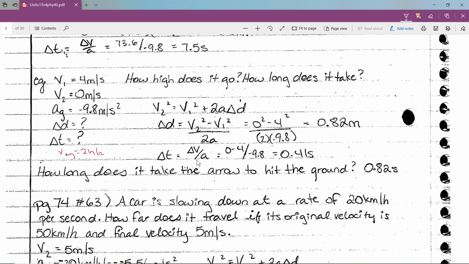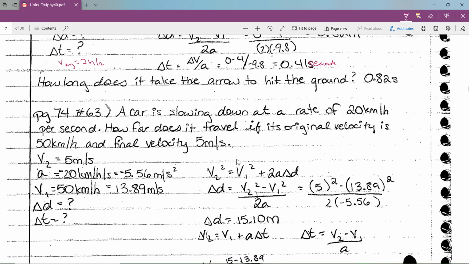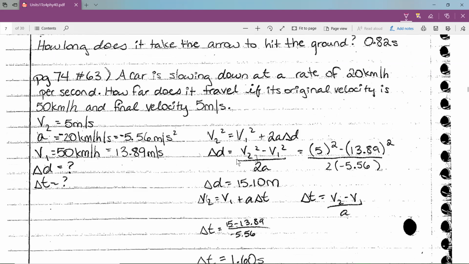How long does it take? Delta V is 0 minus 4 over acceleration negative 9.8. So 4 over 9.8, 0.41 seconds. That's an S, seconds. How long would it take the arrow to hit the ground? Well, if it's 0.41 seconds to go up, another 0.41 seconds to go down. So it'll be twice that, 0.82 seconds. You can convince yourself of that. Do it.